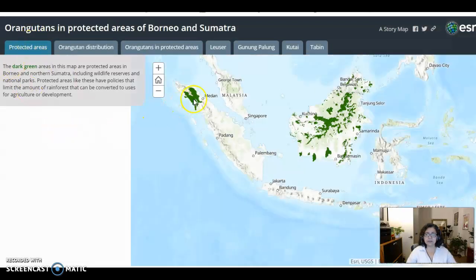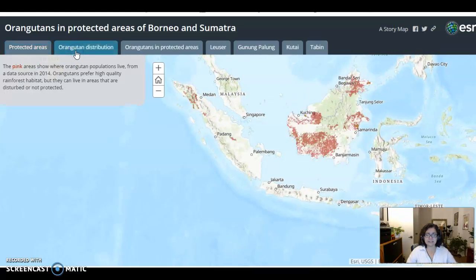Over here, the green represents the protected areas in Indonesia. Indonesia is made up of all these islands right here, and this one here. So what we're going to look at is Borneo, which is here, and this is Sumatra, northern Sumatra, okay? So the green represents protected areas in these islands.